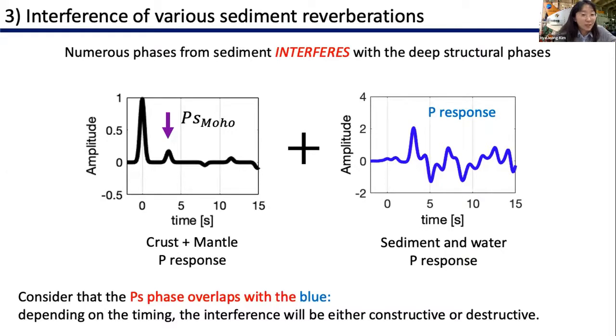The third character of the sediment is interference with various sediment reverberations. There are numerous phases generated by reverberating within the sediment interlayers. That is shown in the blue waveform here. Let's simply consider that the crust-mantle response that we see on land is added to this blue curve in the case of the ocean. Depending on the timing of this Ps Moho phase, it may land on the positive trough or the negative trough. Depending on its location, the apparent amplitude that we are seeing will be much larger, or smaller, or it could even change its polarity.